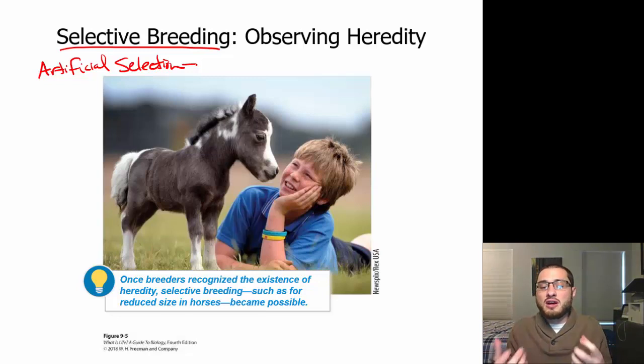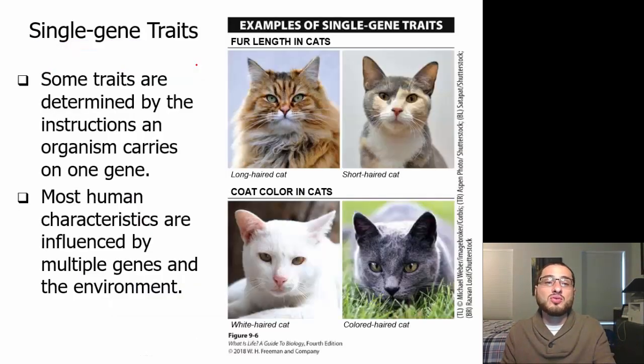And then when that one reproduces the offspring, we're going to pick another really big one. And over many generations of artificially selecting, or selective breeding, you're going to see that you're changing the traits. You're weeding out the traits you don't want, and you're seeing more and more of the traits that you do want. Now, the easiest example is when we talk about things like single gene traits.